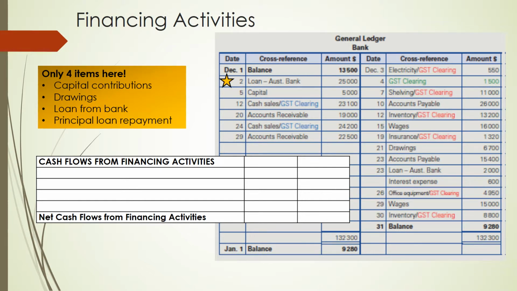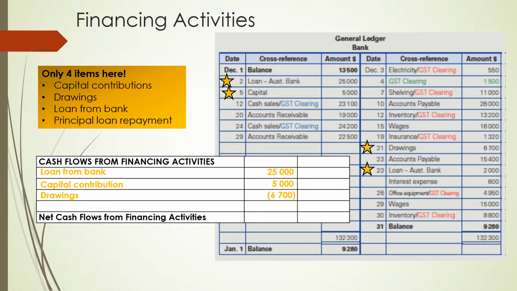So the first one that we have is a $25,000 loan from Ost Bank, and that's money coming into the bank account. The next one is capital of $5,000 coming into the bank account. Next, we have drawings of $6,700. And because this is a cash payment out of the bank account, we need to make sure that we are writing the number with brackets to show that it is a negative amount.